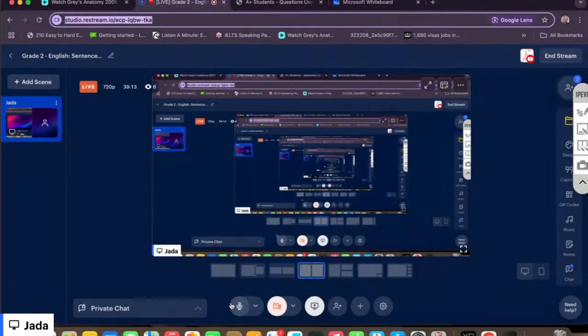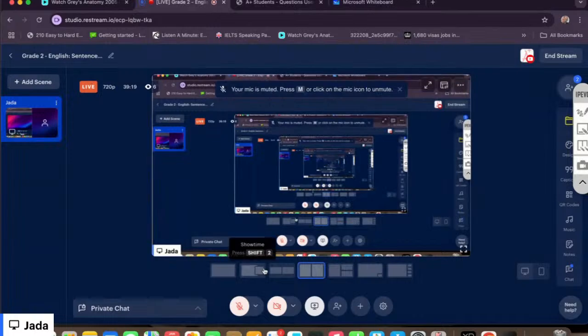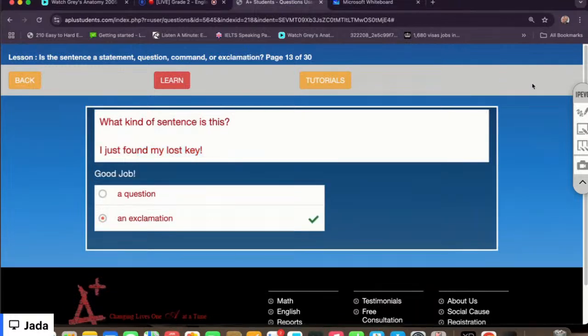Okay, this one says, I just found my lost key! It ends with an exclamation point. It's an exclamation because it's showing strong feeling about what happened. Okay, you found the lost key.